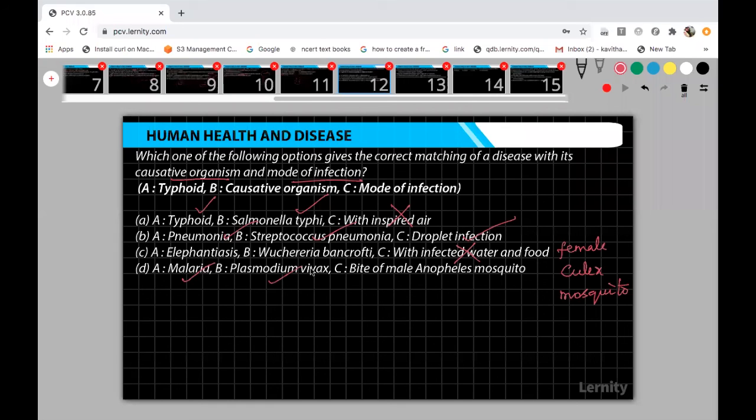Malaria, Plasmodium vivax, is spread by the bite of not a male, but the female Anopheles mosquito. So the correct one is option B.